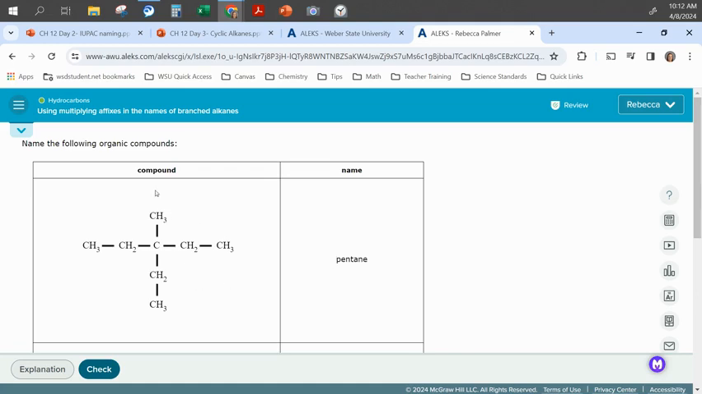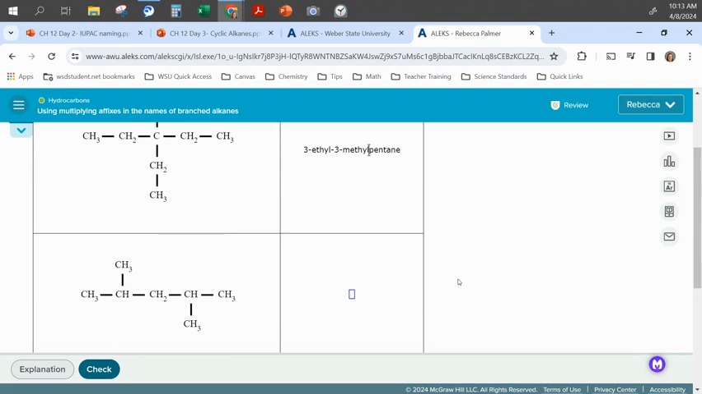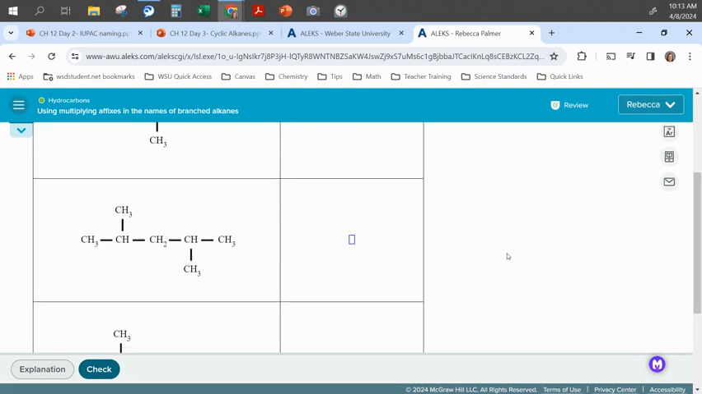All right, so which one goes first? They're at the same position, so we're going to alphabetize them. So we got 3-ethyl. Ethyl will go first because alphabetically it's first. 3-ethyl dash 3 dash methyl. And then no space, no dash, no comma between the last thing and the compound. Okay, next one.